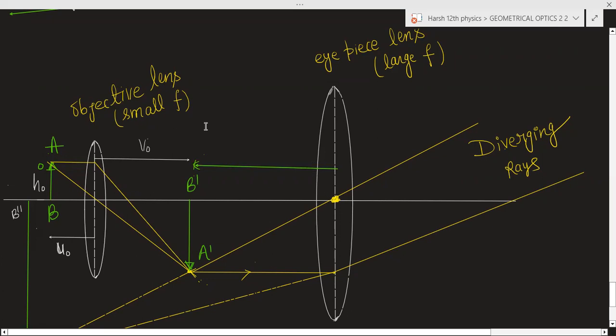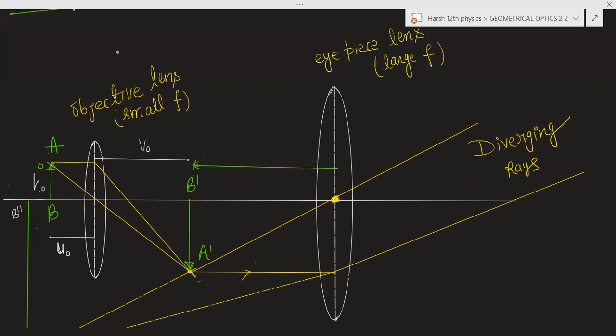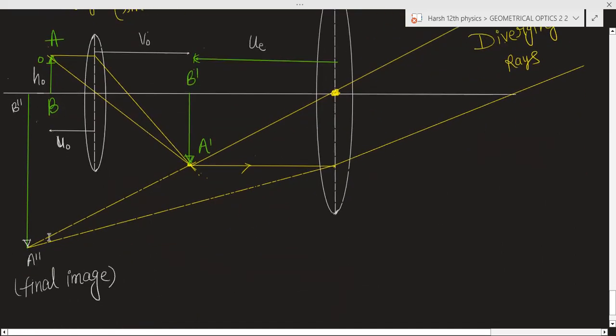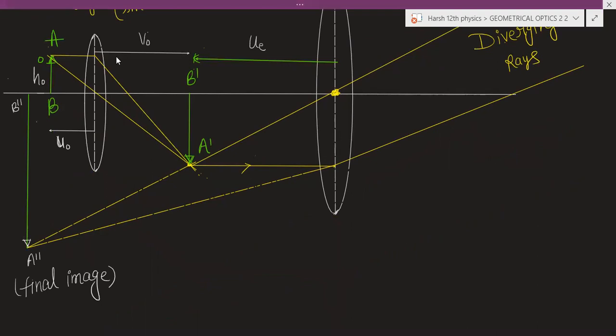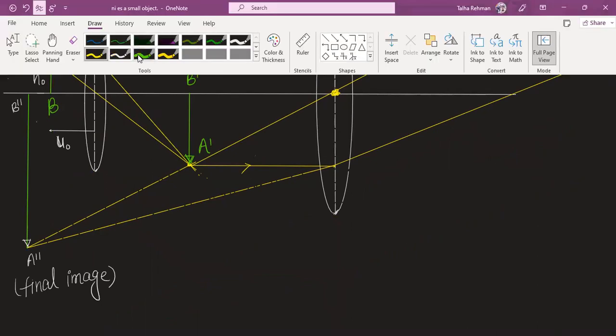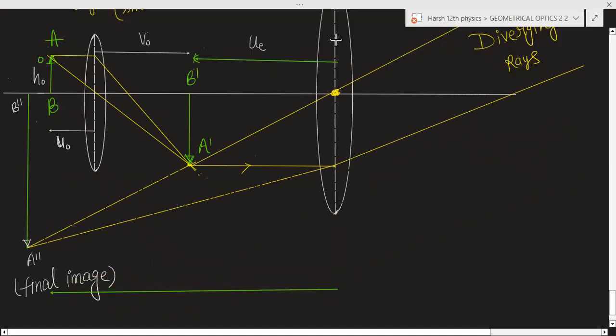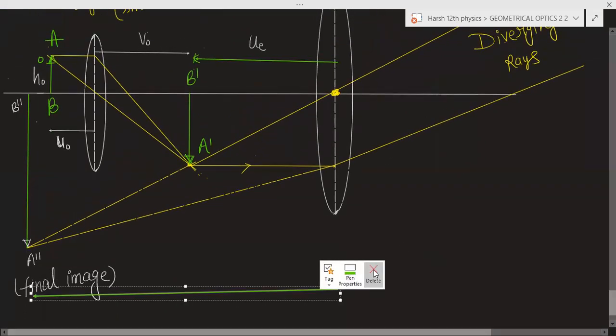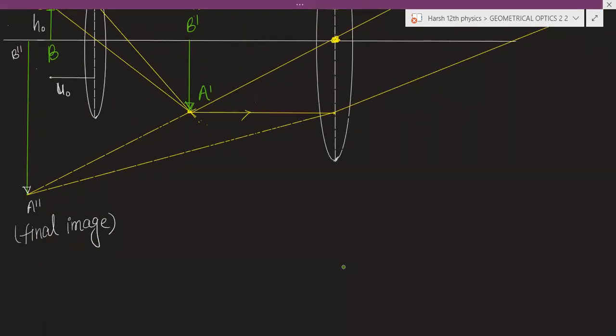This distance will be, suppose, UE. UE means eye lens. And where is the image for this eye lens? This will be the image. So how will we mark the image distance? We will mark the image distance like this, from the center to here. This line is not looking parallel, so I will mark it like this.